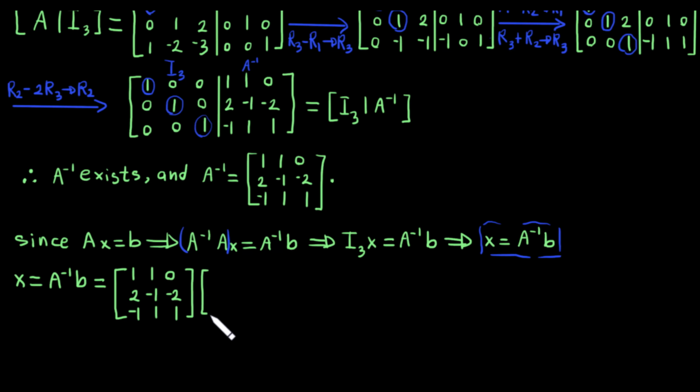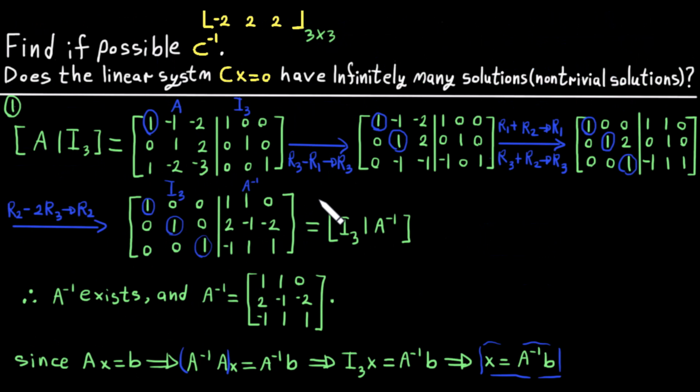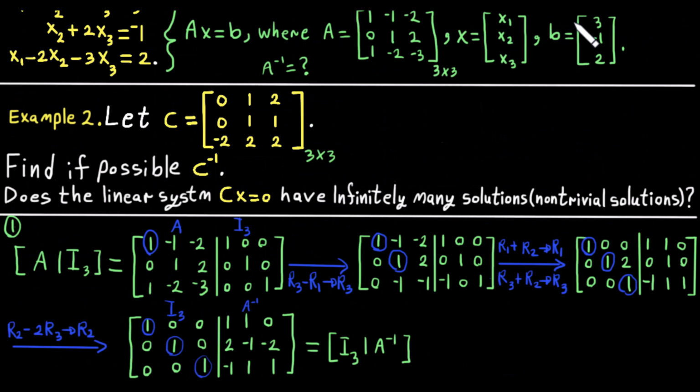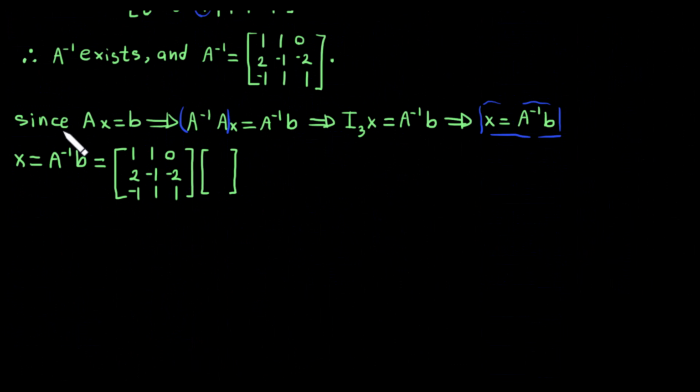And here I will write B. Let's go up again. So B is 3, -1, 2. We have to multiply them together. To multiply them, we will get the solution like this.